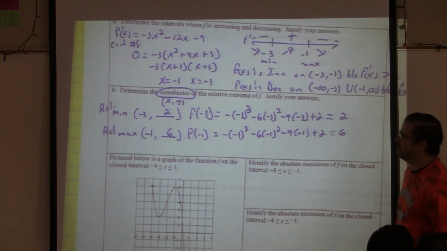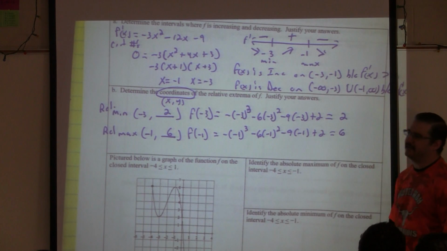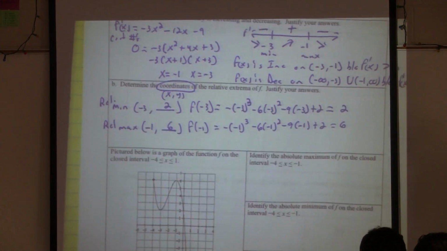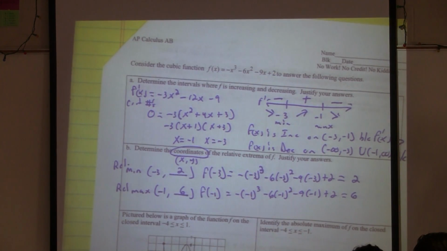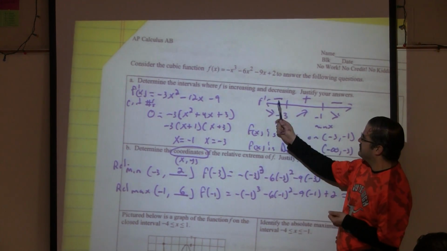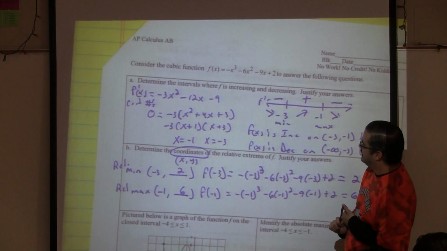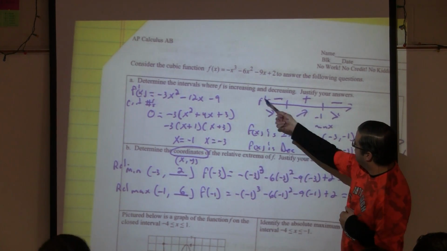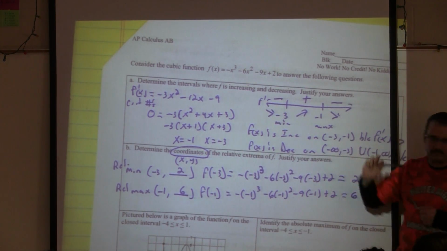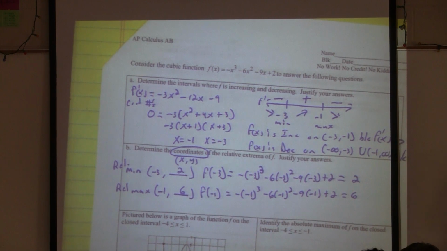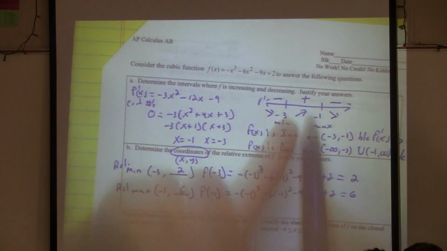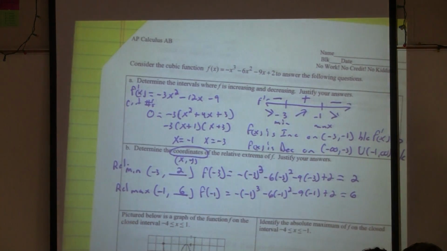Okay, what would be the justification for the min and the max? We kind of ran out of space, so we'll just say it. How do I know I have a relative min? Because f prime of x changes from negative to positive. How do I know I have a max? f prime of x changes from positive to negative. That's using the first derivative. If I wanted to use the original function, I would have to say decreasing to increasing or increasing to decreasing. Both of them would be correct statements.